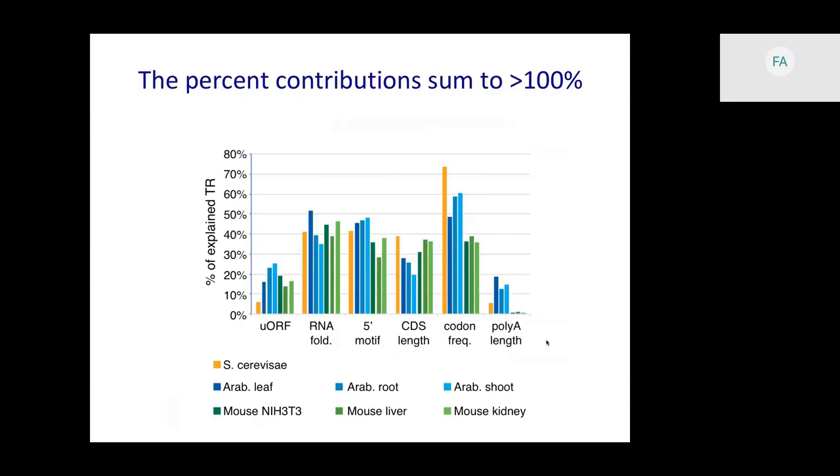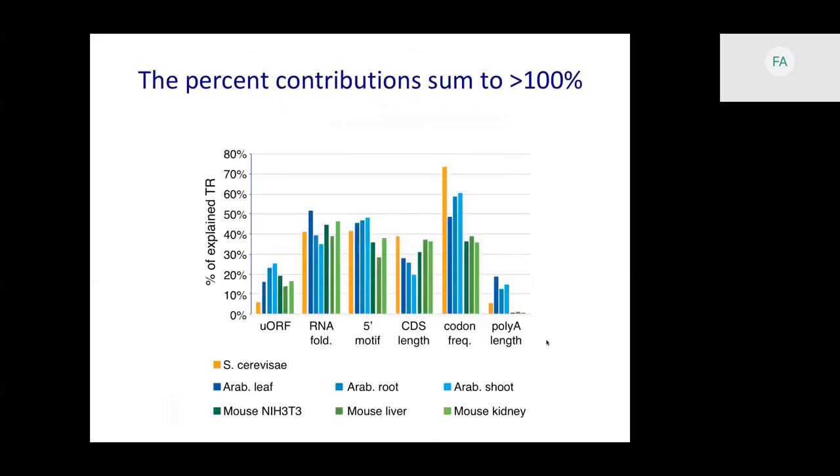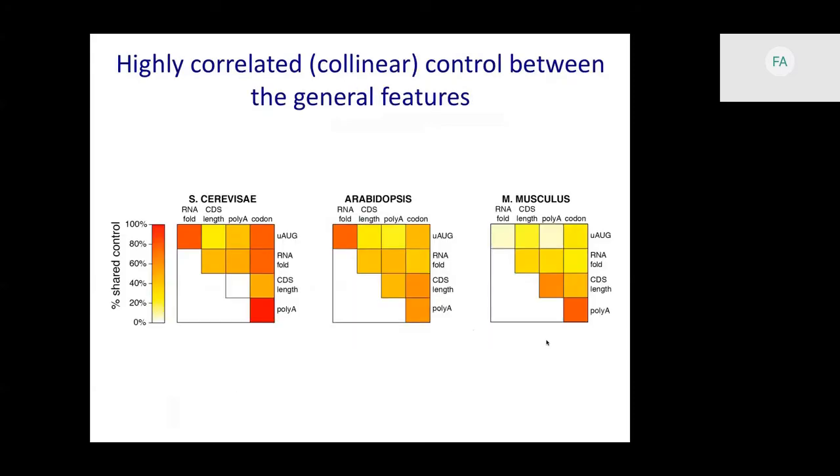We found that the percent of the variance in translation rates that's explained by the sum of the contributions for each of the features for one of the data sets sums to more than 100%. So if you sum the percent contributions of each feature for this light blue data set, they'll obviously add to more than 100%. This one alone is 60%. I want to make sure that I said at the beginning that we have found that control is highly correlated among the features, and that's the point I'm making at the moment. And so that was the first piece of evidence.